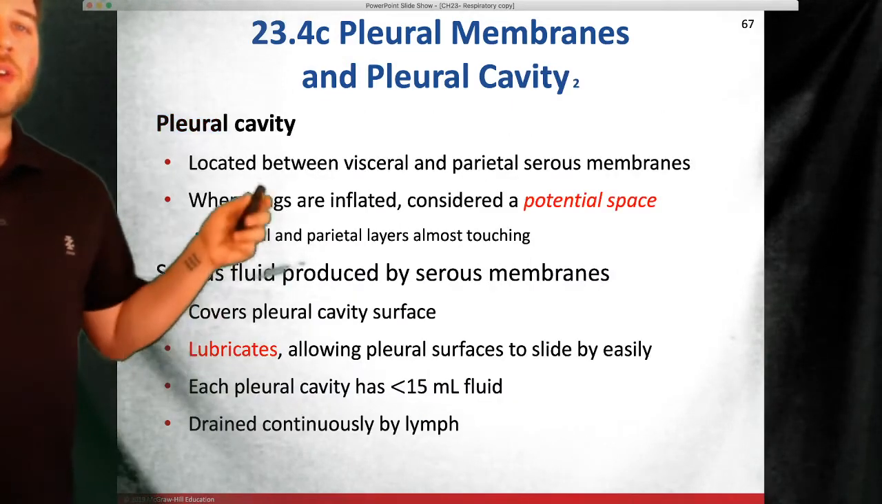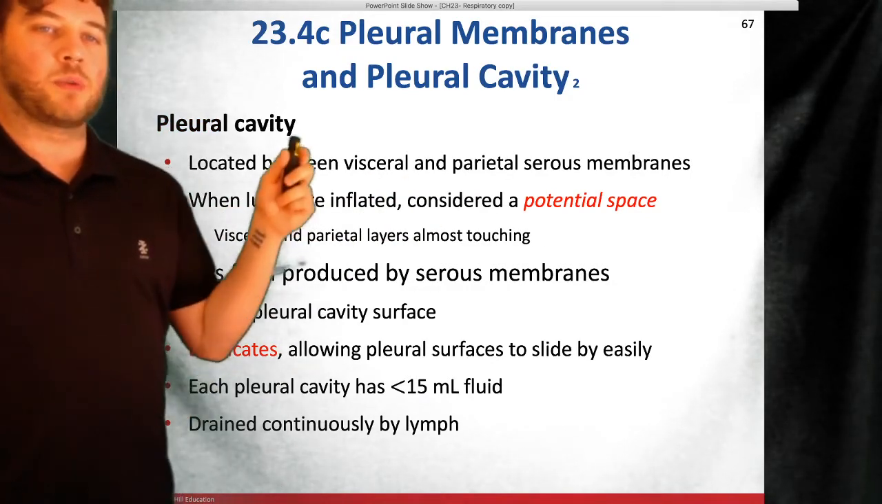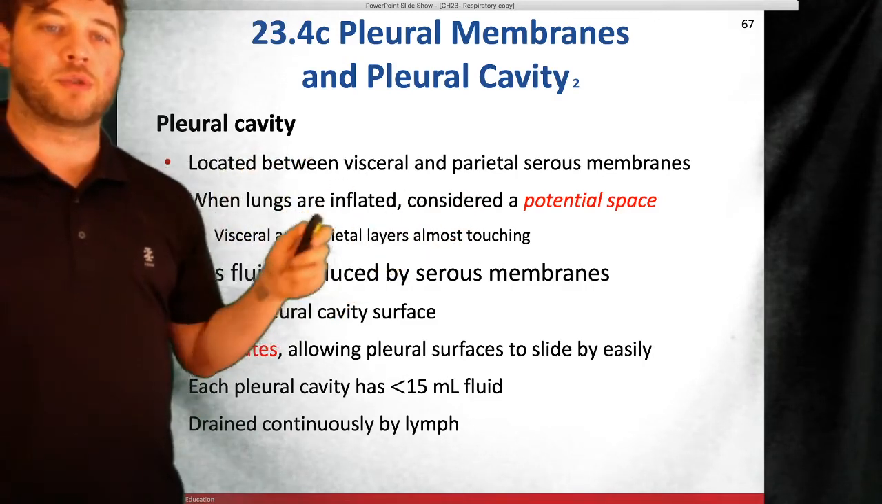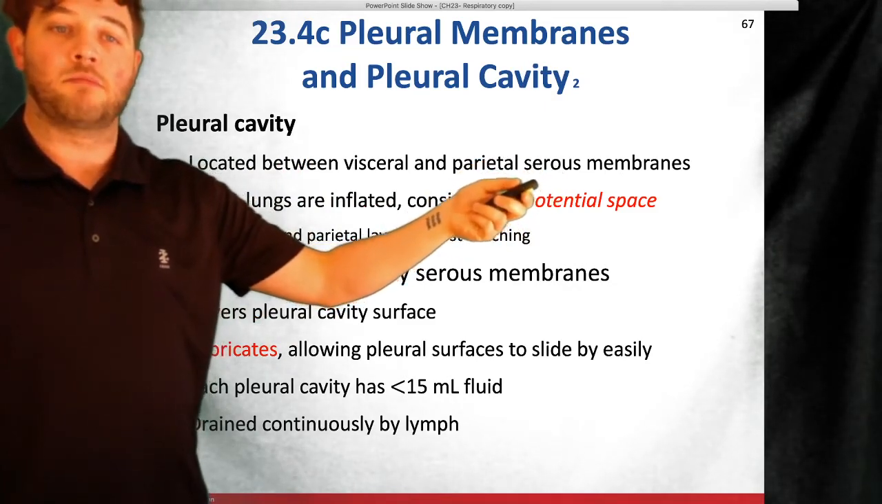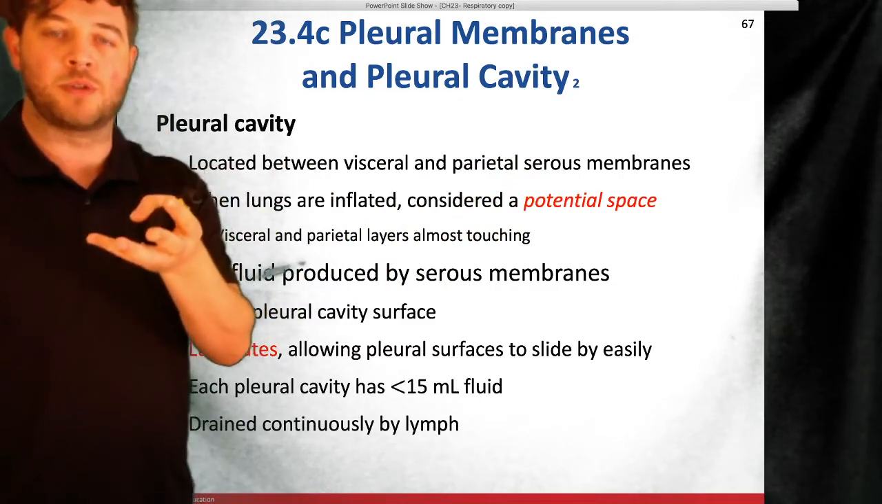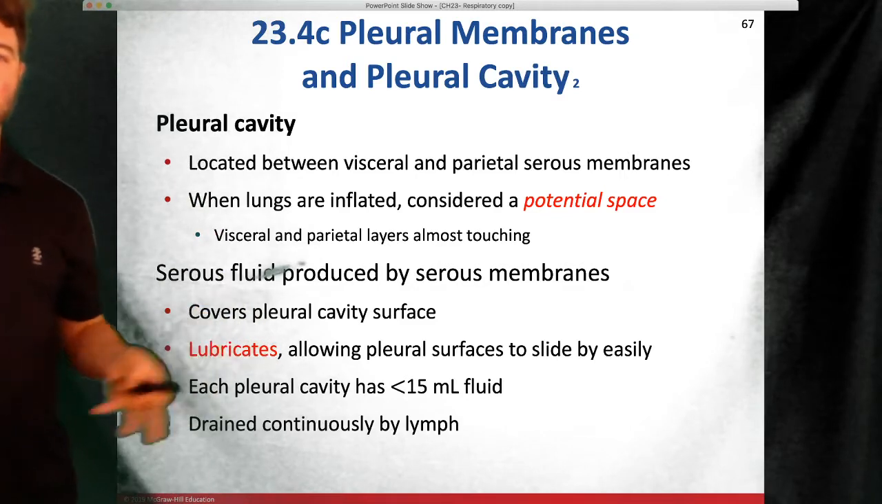The pleural cavity is located between the visceral and parietal serous membranes. So this is the space between those two membranes. A serous membrane is just an internal mucous membrane. It's basically a mucous membrane that's inside rather than exposed to the environment, like your nasal cavity, your mouth, or some of your genital cavities.